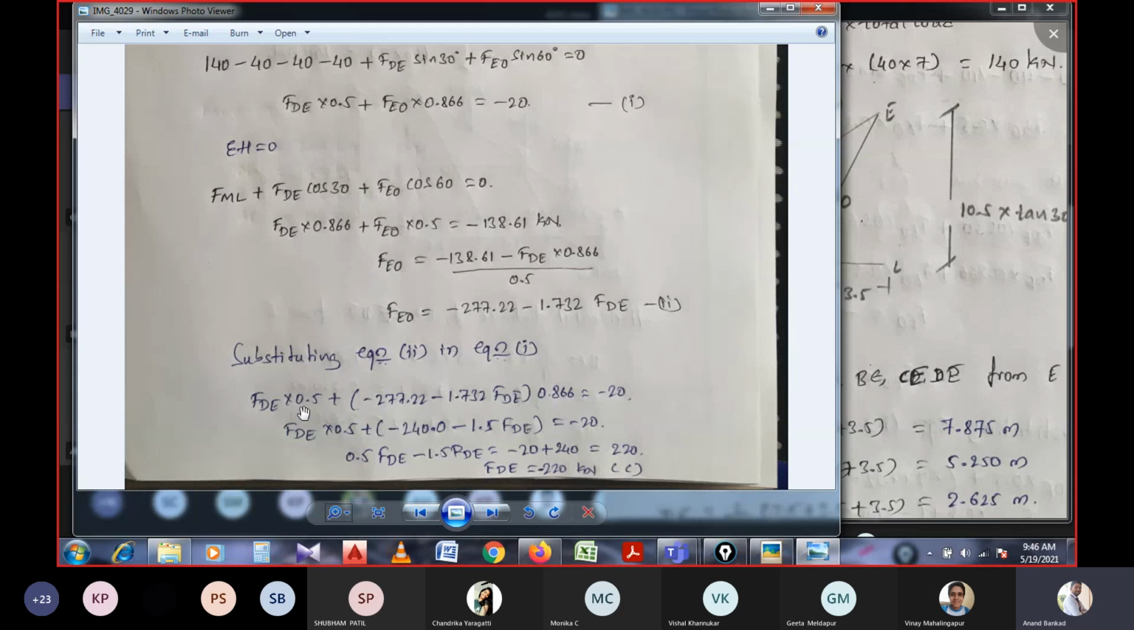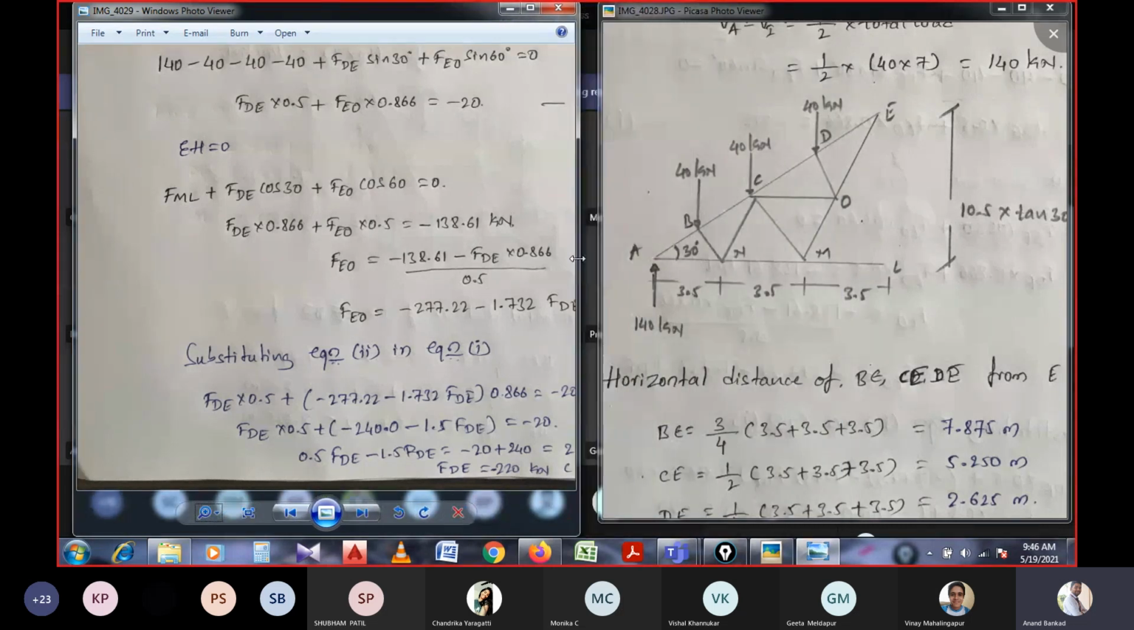In equation 1, FEO is written as what we have calculated in equation 2, that is minus 277.22 minus 1.732 FDE, and that is what is substituted and resolved in the calculation. Once you resolve for the force FDE, you will get minus 220 kilonewton of total force. So this is how we have calculated the force in the member FDE.